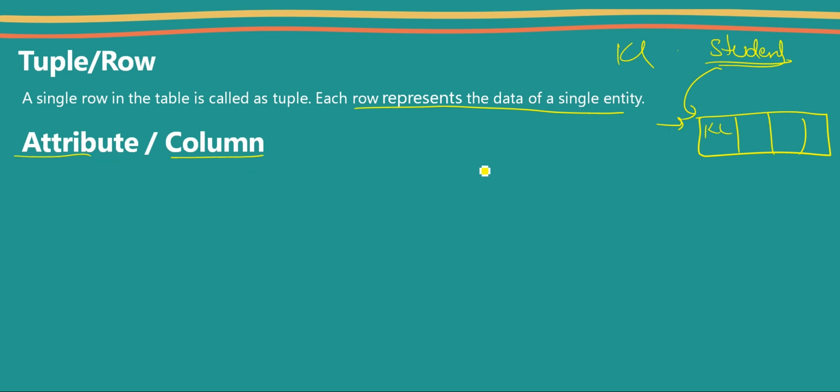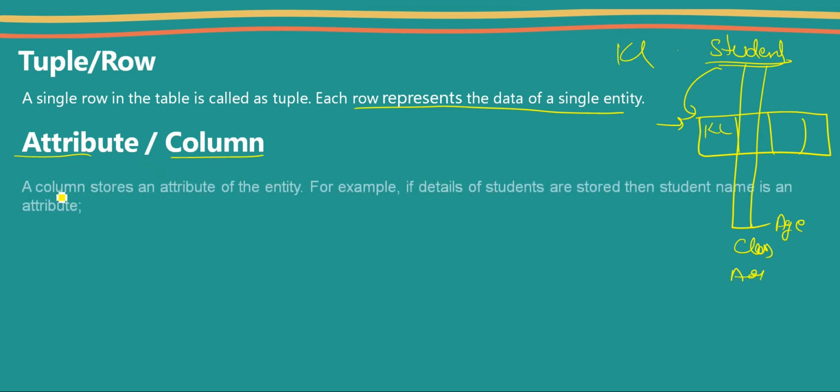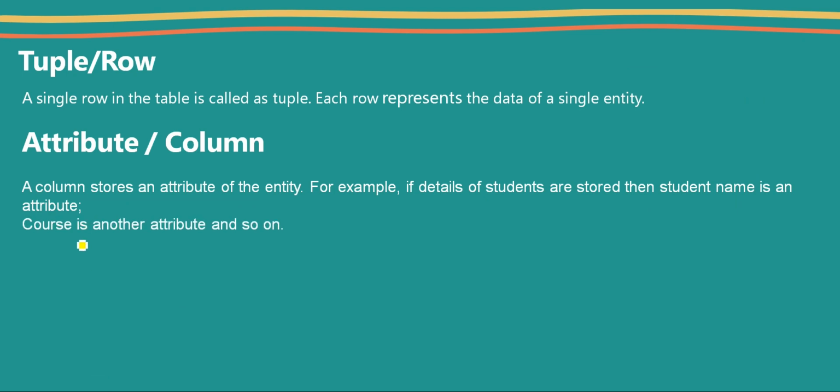What is attribute and columns? We also just saw that a student can have multiple pieces of information like age, class, address. So these are termed attributes or columns. So a column stores an attribute of the entity. For example, if details of students are stored, then student name is an attribute. Course is another attribute, and so on. So let's say I have created a student entity, and this student entity has some information like student name, student course. So these will be termed attributes or columns.